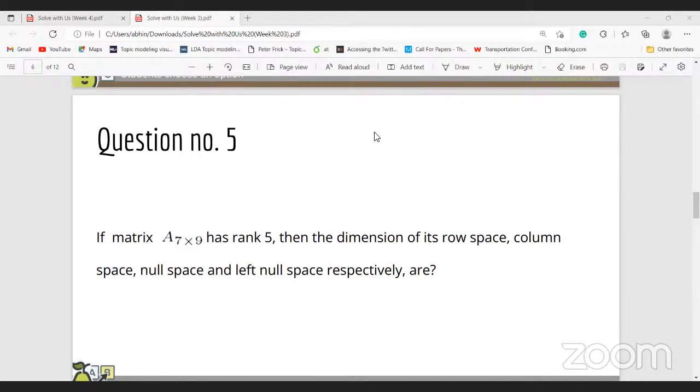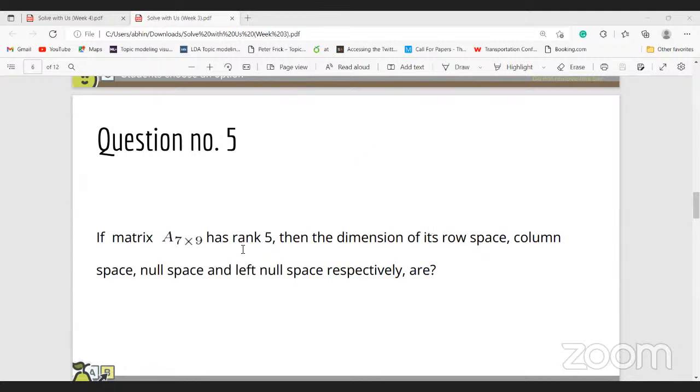Anyone else who is trying the numerical part of the question? Okay, so let's first understand the numerical part, which is very easy. First thing, we have the dimension of matrix given. It is 7 cross 9. It means A has number of rows 7 and number of columns 9. Then rank given is 5.